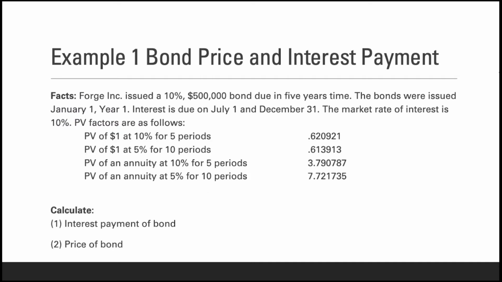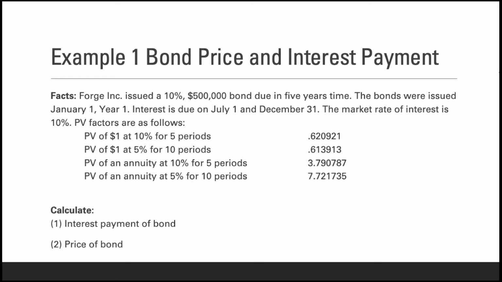And then we've gone over some of the bond basics as well as some of the important terminology. Let's jump right into our first example here, going over how to calculate bond price as well as any interest payments. So the question: Forge Inc. issued a 10% $500,000 bond due in 5 years' time. Bonds were issued January 1, year 1. Interest is due on July 1st and December 31st.